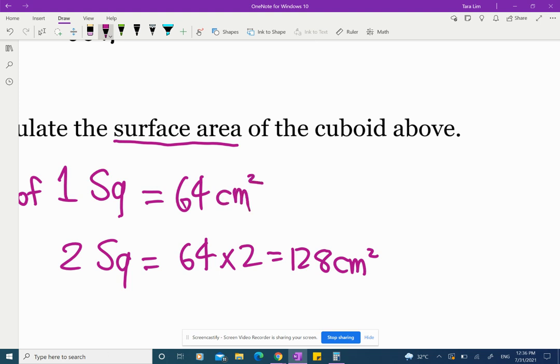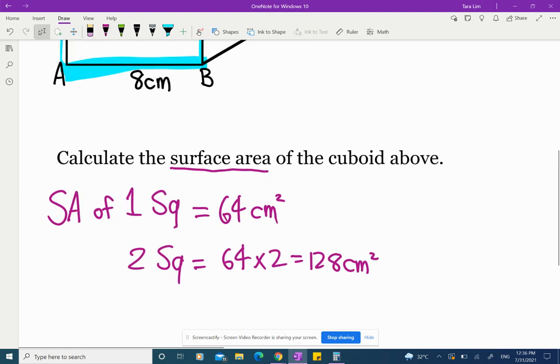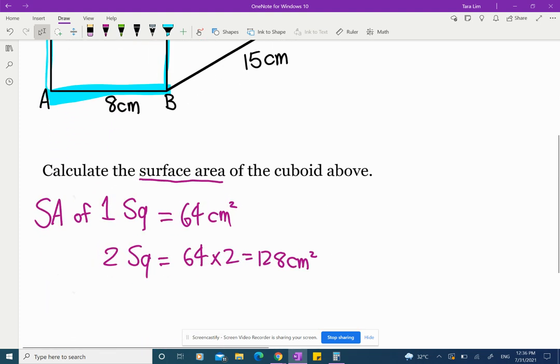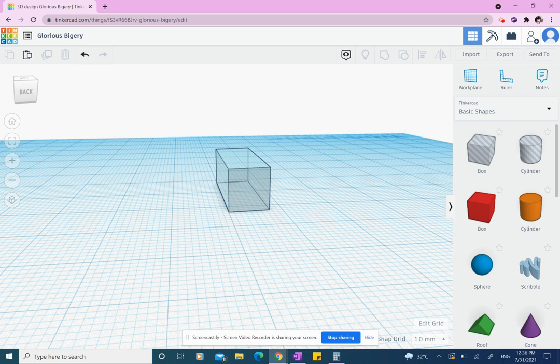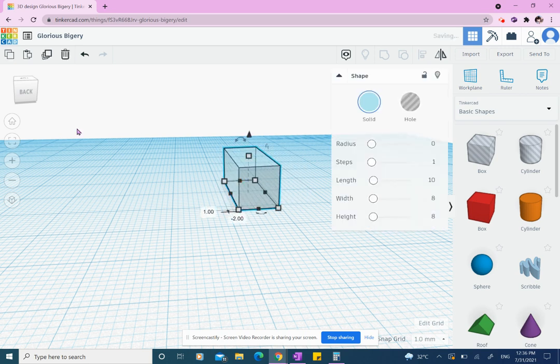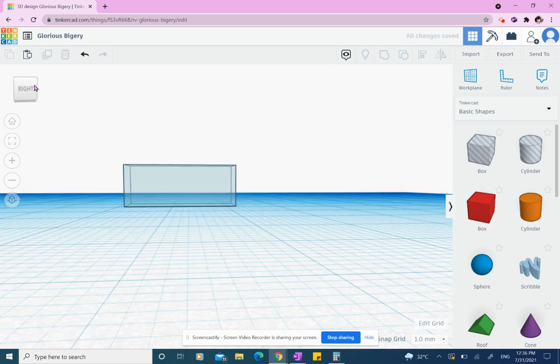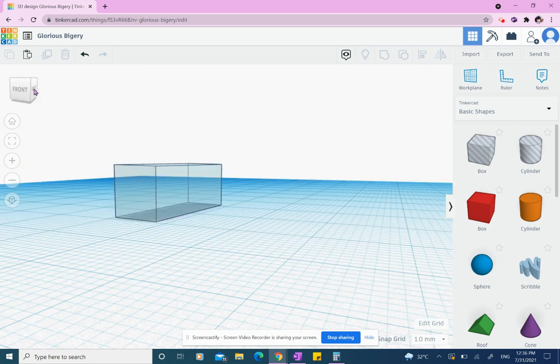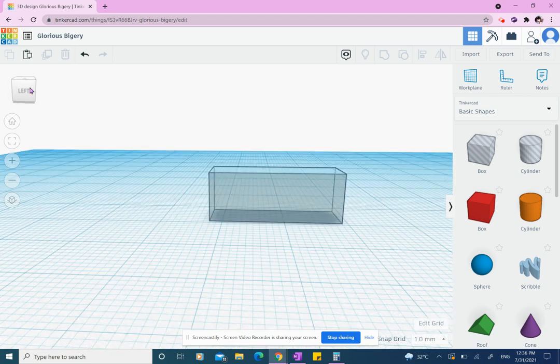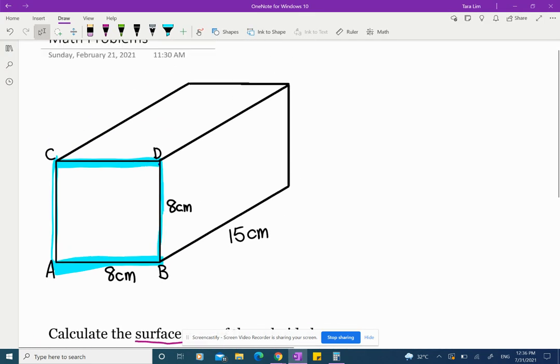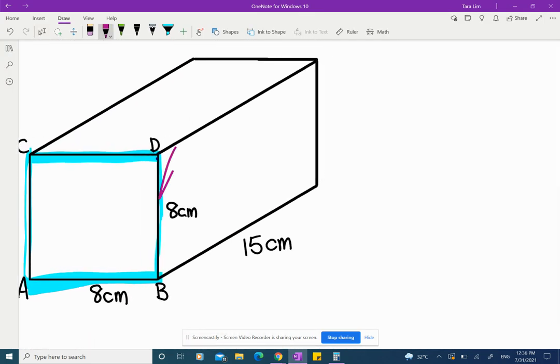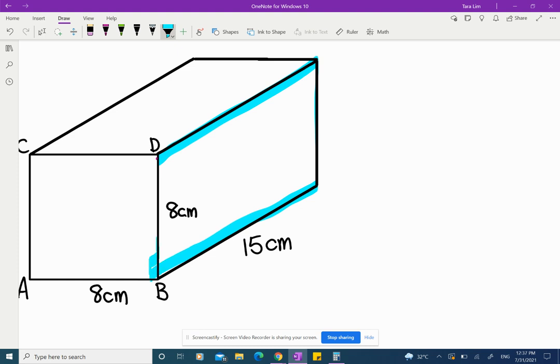Remember to write the square. Now, I've calculated one of the surface areas. Now I want to calculate the whole cuboid, not just the squares. So we have finished the square. Now let's take a look at the rectangle here. As you can see, this is a rectangle. And let's take a look here. There's also another rectangle. So first of all, I want to know one of the rectangles. Just now we saw this rectangle, and I want to calculate the surface area of this rectangle.